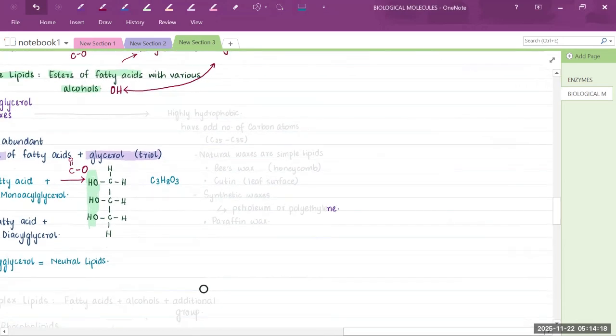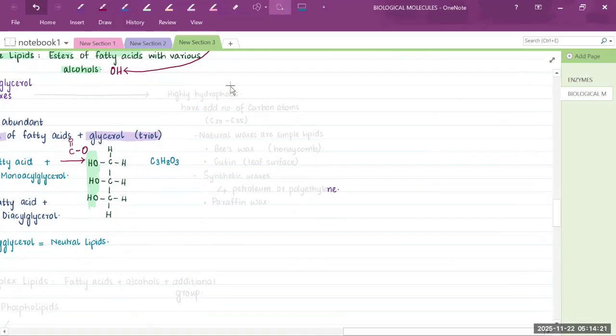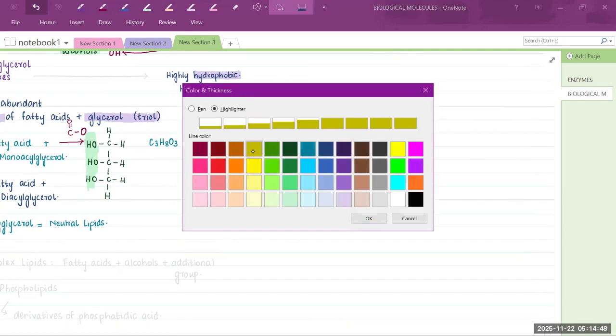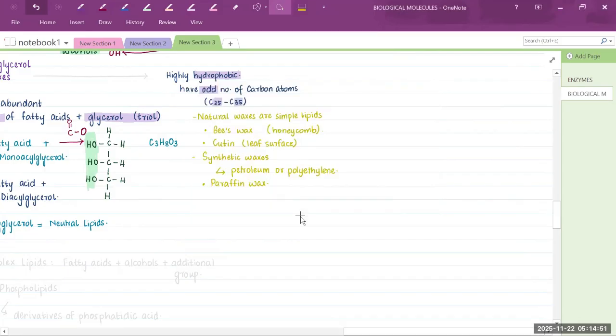Moving on to waxes. Waxes are highly hydrophobic and have an odd number of carbon atoms, and also a very lengthy chain, varying from C25 to C35. Highly hydrophobic, not at all soluble in water. So we have two types: natural waxes and synthetic waxes. Natural waxes include beeswax, which comes from honeycomb, and cutin, which comes from leaf surfaces of plants.